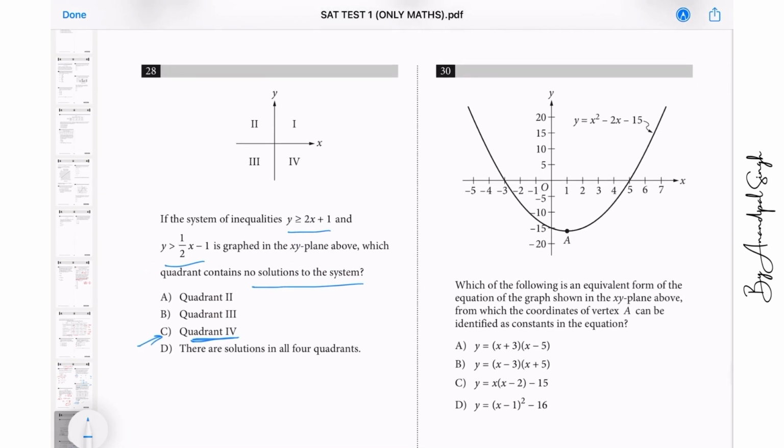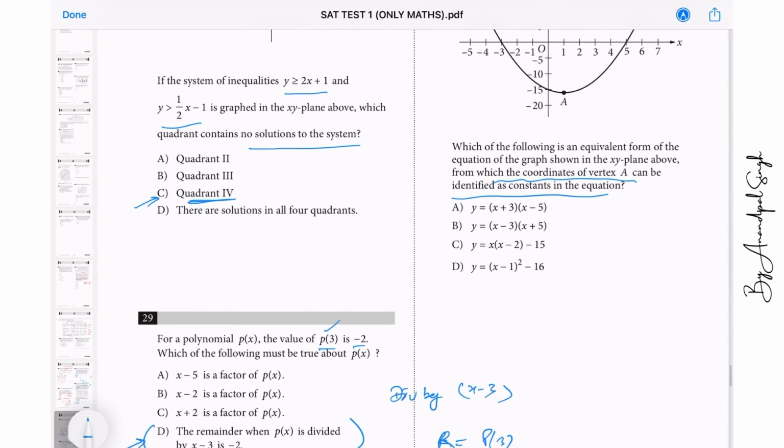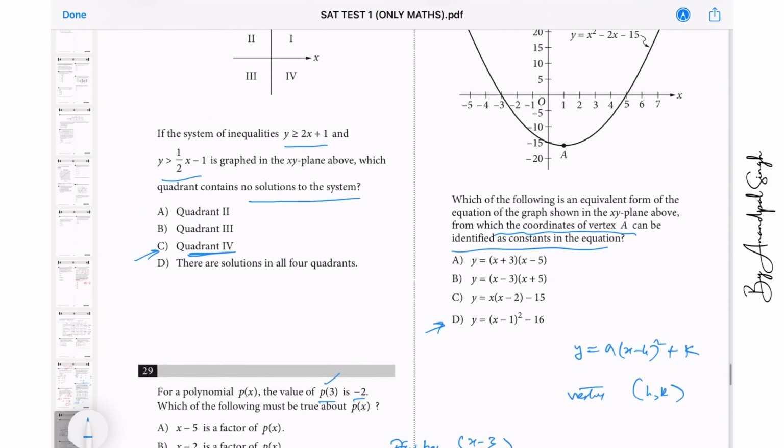Next, question number 30. Which of the following is equivalent to the equation of the graph above? Which coordinate of the vertex can be identified as constants in the equation? See, we have the vertex form y equals a times (x minus h) whole square plus k, and here the vertex is (h, k). When you observe carefully, this is the vertex form and the vertex is (1, minus 16). So option D is the correct answer.